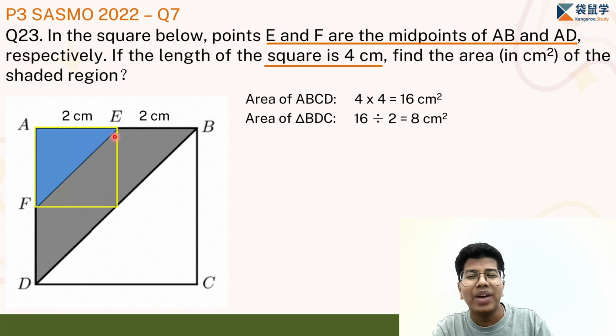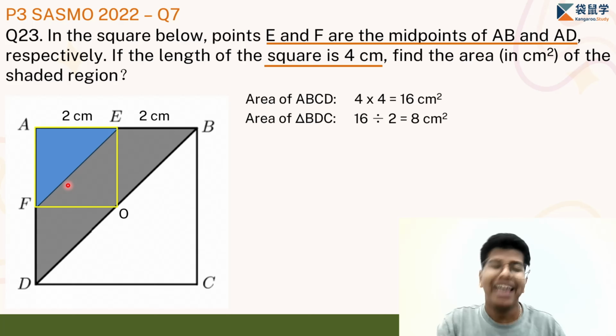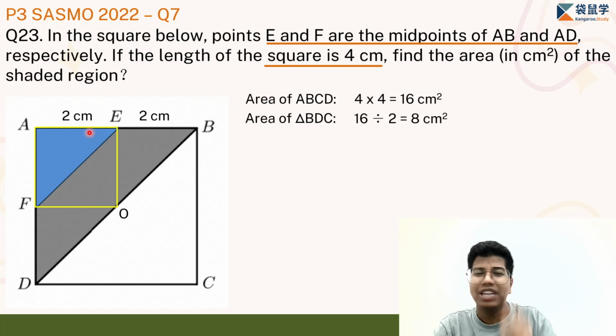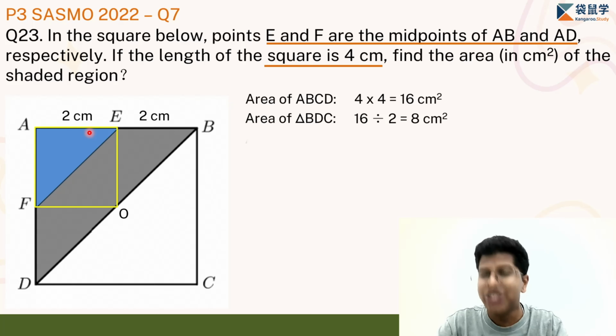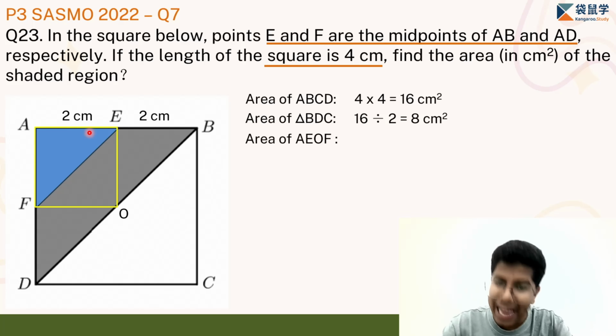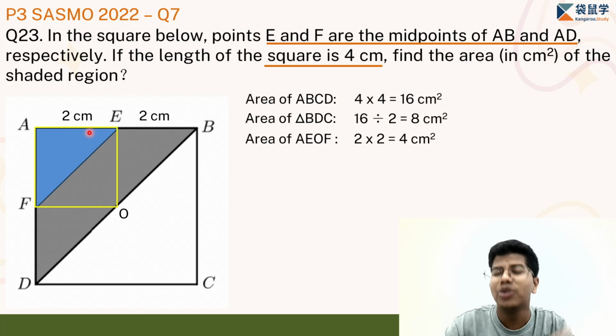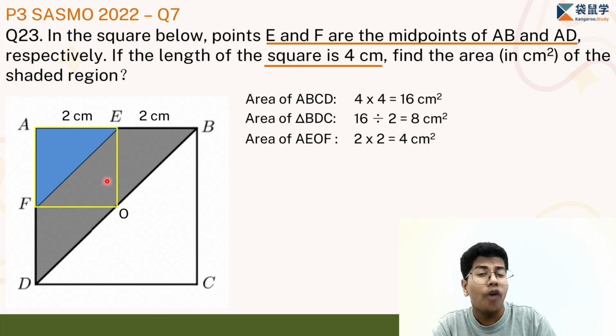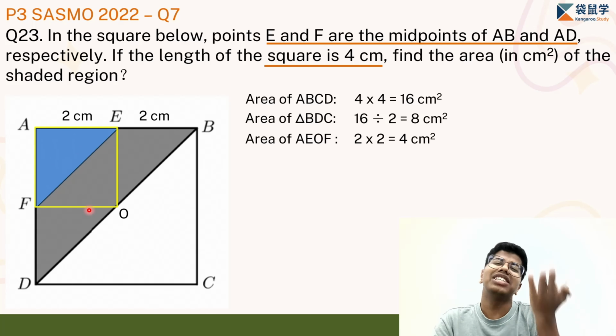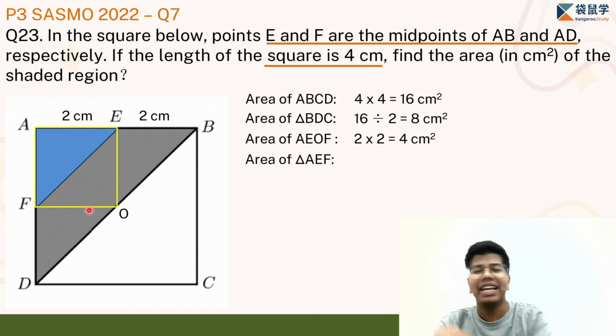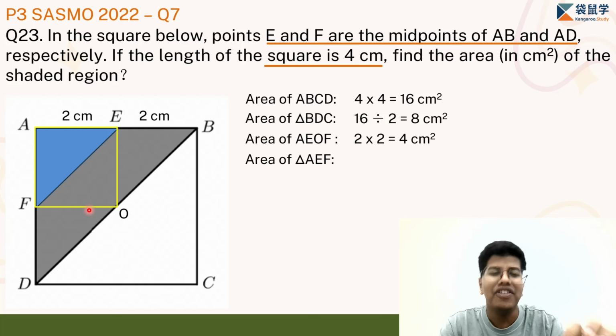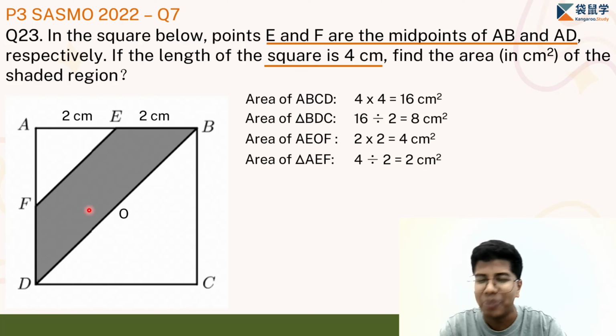Now, can I find the area of this square? If I name it O, AEOF, can we find this part? Yes, the side length is 2 centimeters, so the area is 2 times 2. So, let me write it down. The area of AEOF is nothing but 2 times 2, which is 4 centimeters square. So, if the small square is 4 centimeters square, how do we find just AEF? Yes, AEF is just half of this small square. So, I can write that the area of triangle AEF is 4 divided by 2, which is 2.